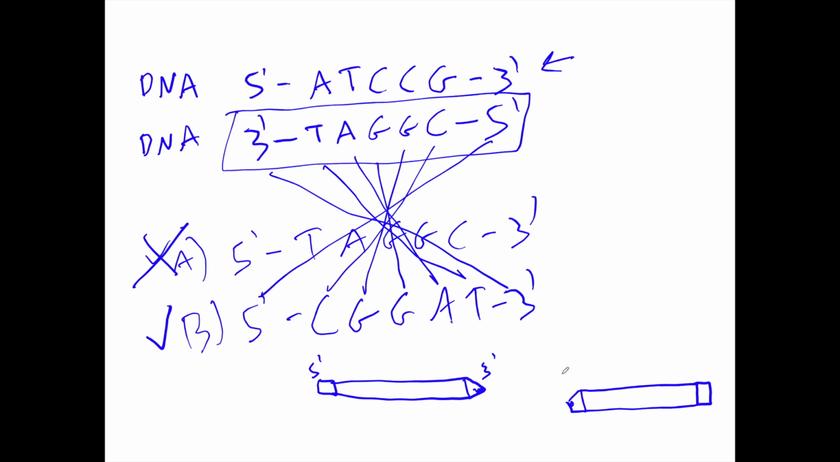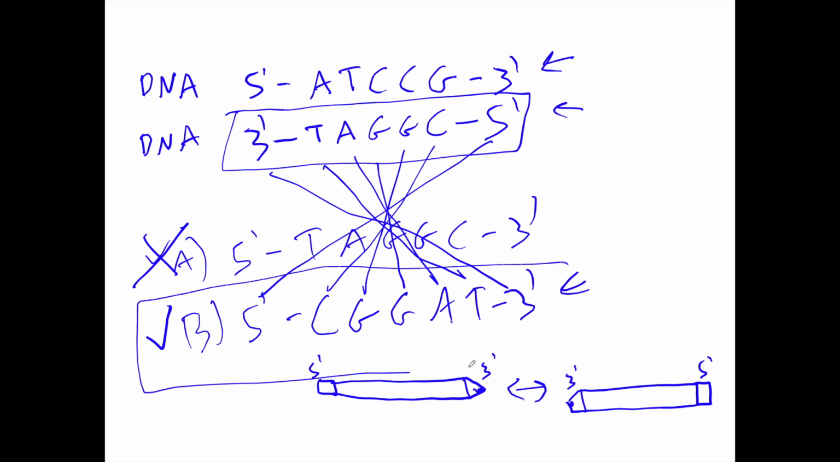You're just holding it in the opposite direction. But these are actually both the same pencil. Just like this piece of DNA is the same as this piece of DNA, you're just writing it backwards. So that's kind of a little trick you might find. It could be written backwards, but make sure you know how to do that.